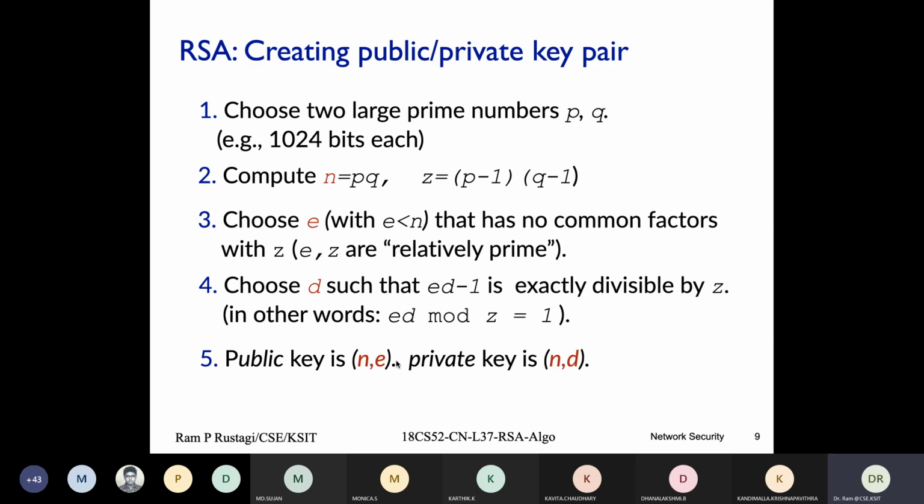So one of the keys could be known, and given one public key E comma n, it should be computationally infeasible to determine D comma n. And this can only work when P and Q are very large numbers, more than 1024 bits. If they are smaller, then they could be computed and security could be completely broken.